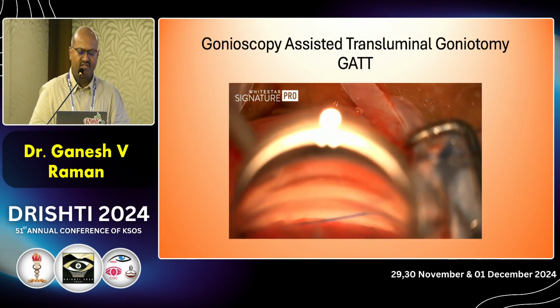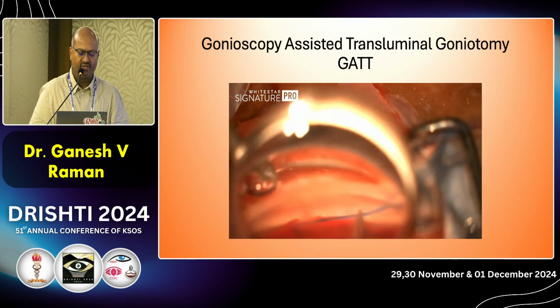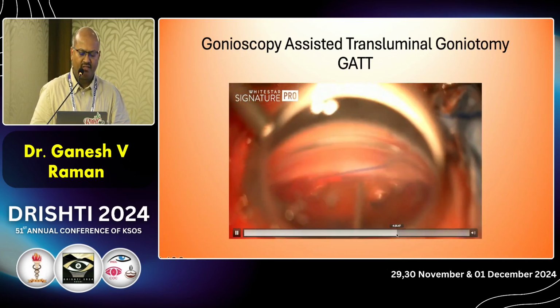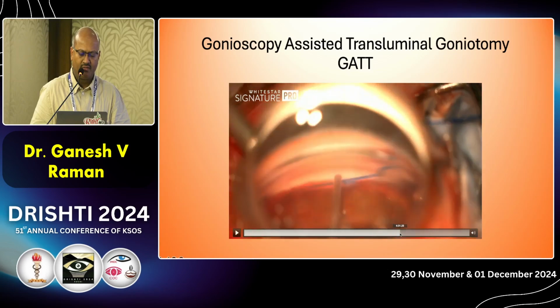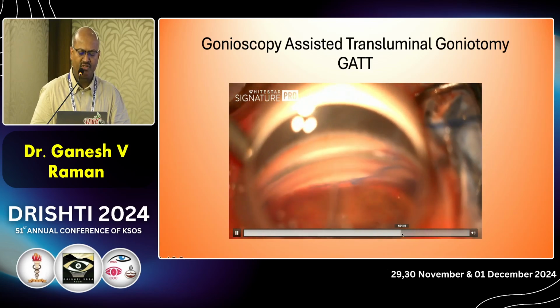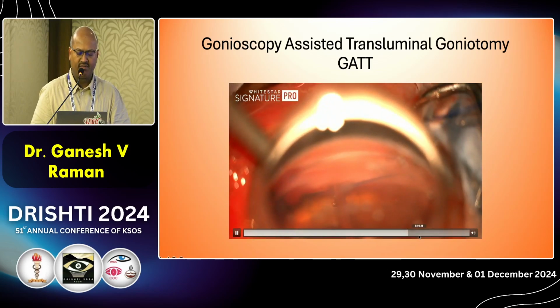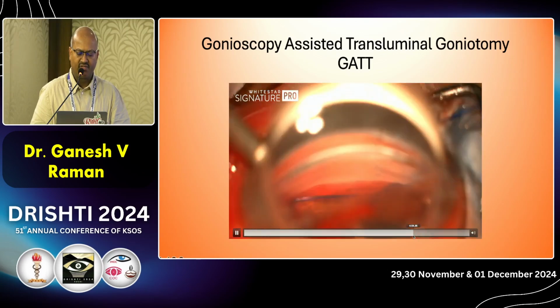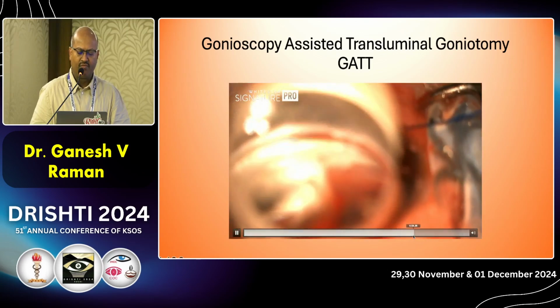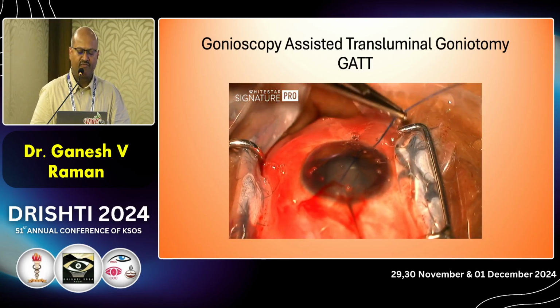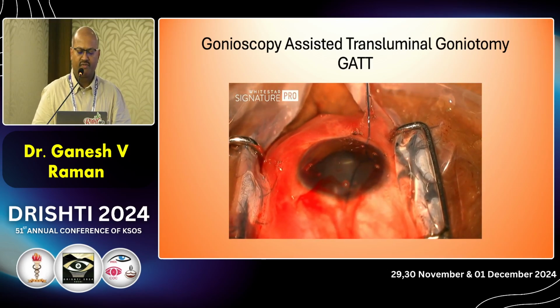Once the suture is seen on the opposite side, you catch hold of it and bring it out. You can see the suture in the Schlemm's canal. Bring it out and then do a trabeculotomy. You remove the gonial lens, grasp hold of the suture, and then you tear the trabecular meshwork.